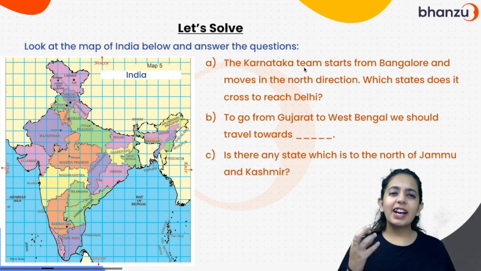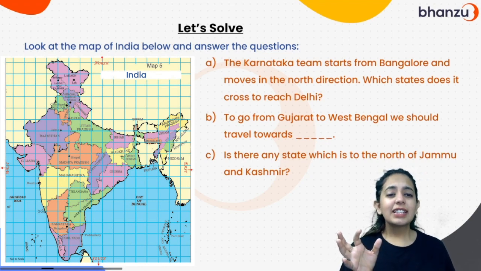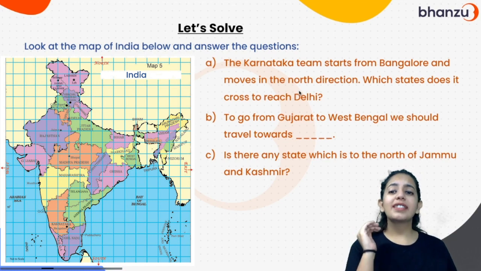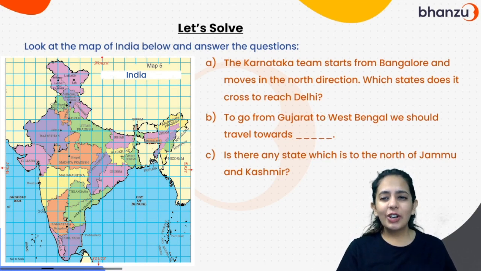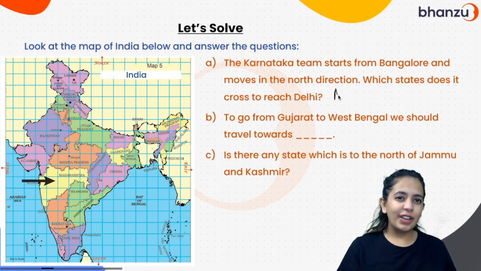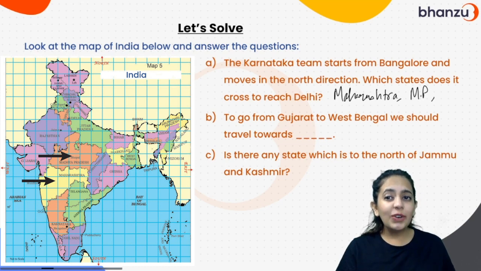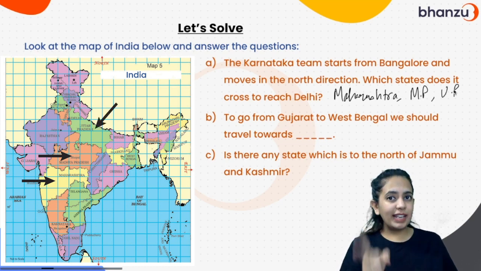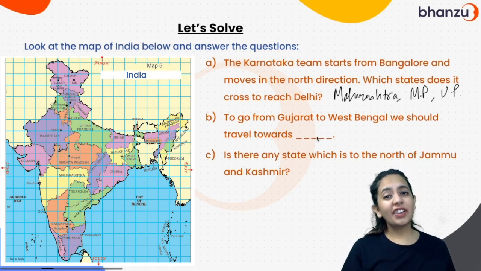So the question is, the Karnataka team starts from Bangalore. Now where is Bangalore? Bangalore is in Karnataka only. It starts from Bangalore and moves in the north direction. Now which states will it cross in order to reach Delhi? In order to reach Delhi, it needs to cross 3 states. The first is Maharashtra. And then it needs to cross Madhya Pradesh. And then it is also going to cross Uttar Pradesh. I am writing this in short, but in the exam you don't have to write it in shortcuts, okay? You have to write it in full. Uttar Pradesh, Madhya Pradesh.